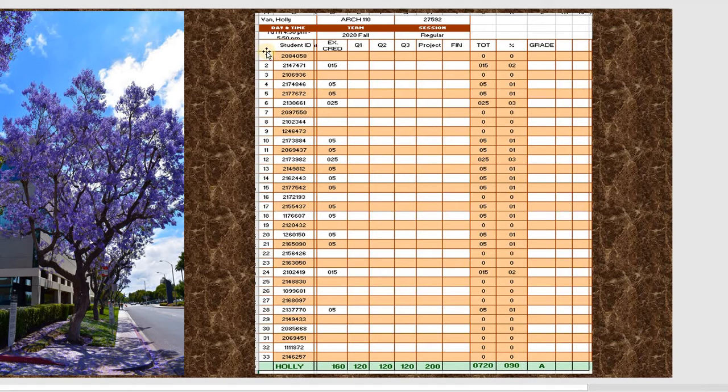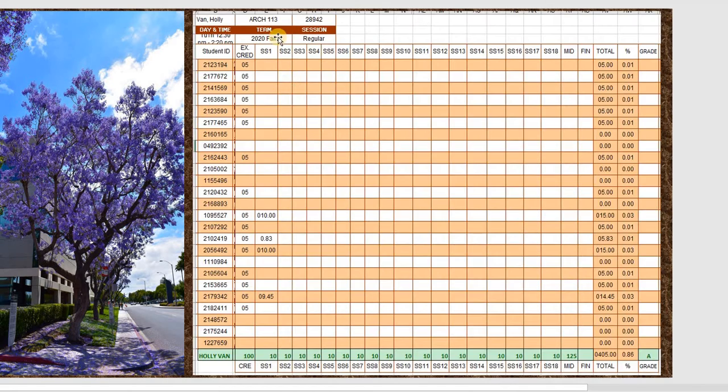This is for Architecture 110. Now we go with Architecture 113. Similar to that. However, the homework is different. I mean, they didn't have quizzes. They have a midterm and they have a final with 18 homework assignments. Same thing as Architecture 110, you have extra credit for this one.